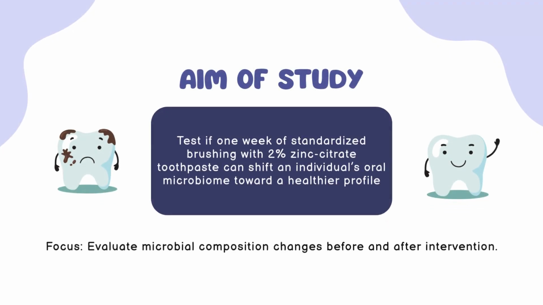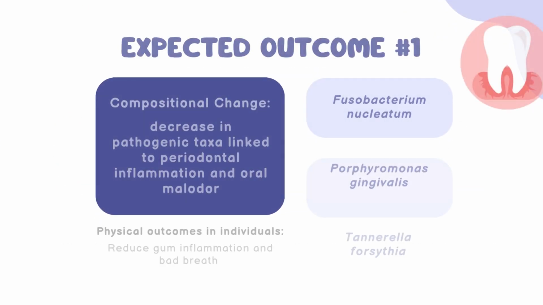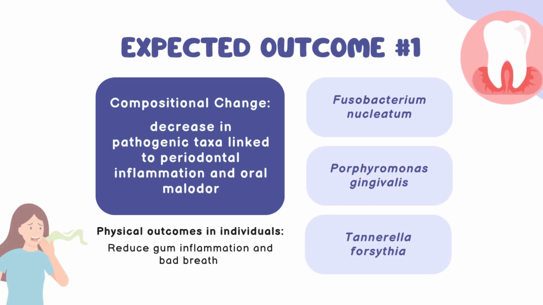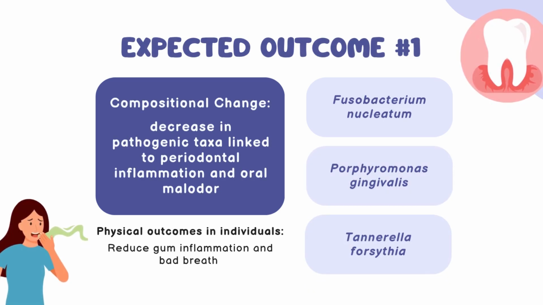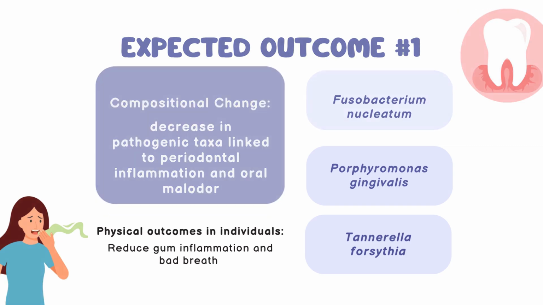Our study aims to test whether 1 week of standardized brushing with a zinc citrate toothpaste can shift an individual's microbiome towards a healthier profile as compared to their baseline. From our literature review on the effects of zinc citrate, we expect to see a decrease in bacteria associated with periodontal inflammation and oral malodor, such as the bacteria listed here. Clinically, this would translate to less gum inflammation and reduced bad breath, reflecting a healthier microbial balance.